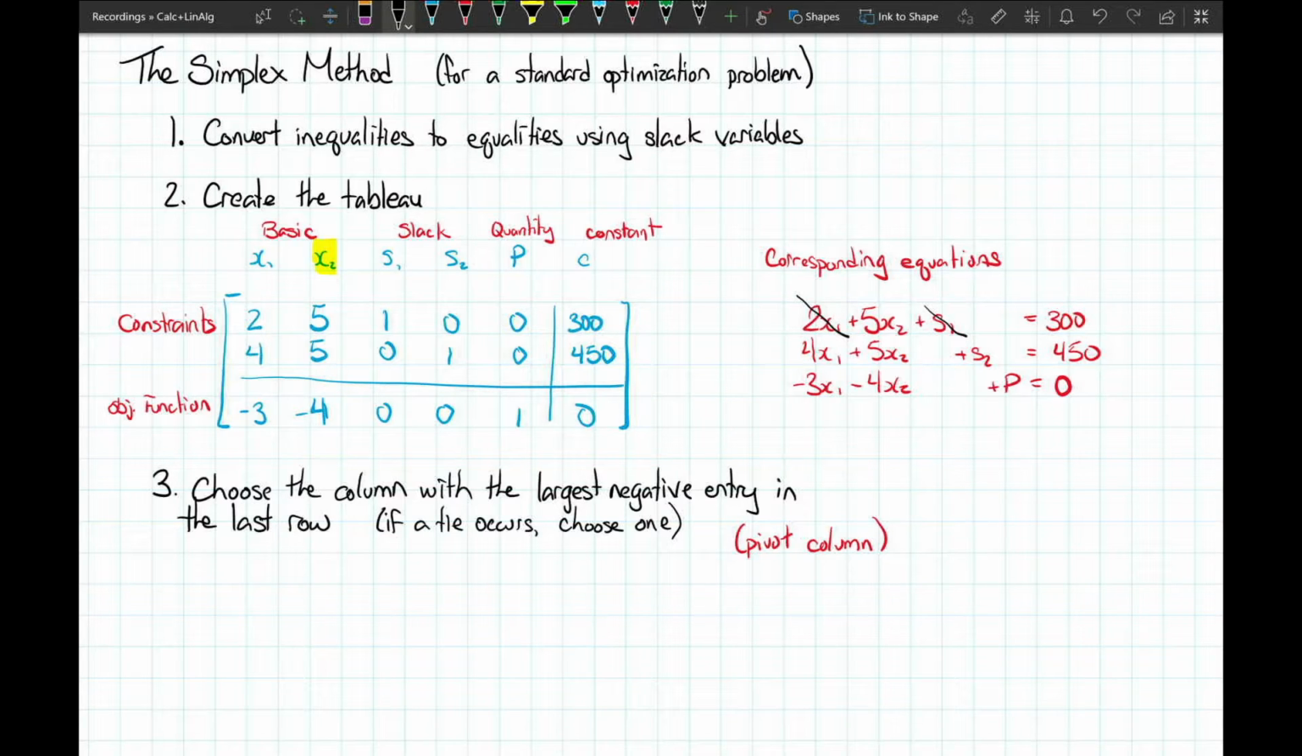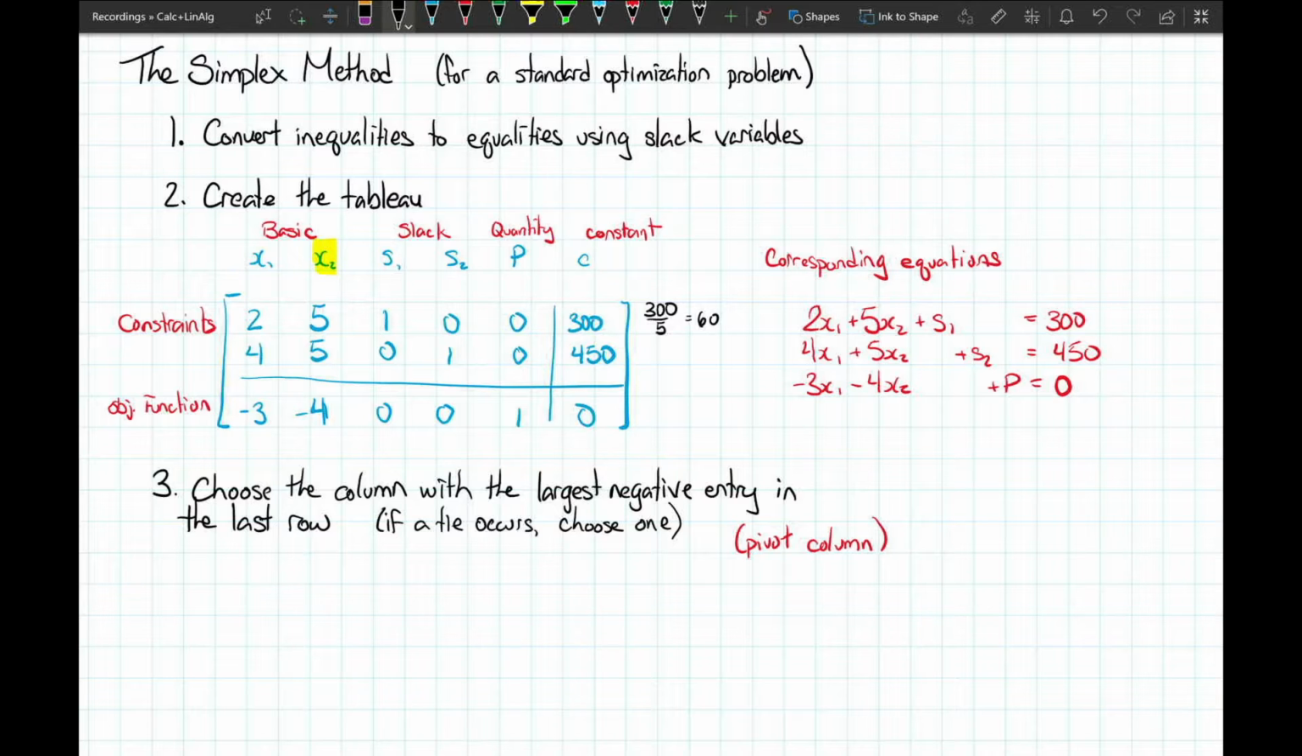Now that's just a very quick ratio. We can do that right off the side here of our tableau. 300, which is the entry in the constant column, divided by the entry in our pivot column will give us 60. Making x2 any more than 60 is going to cause either x1 or our slack variable s1 to have to be negative, and those aren't allowed.